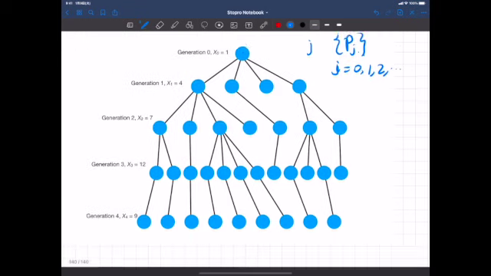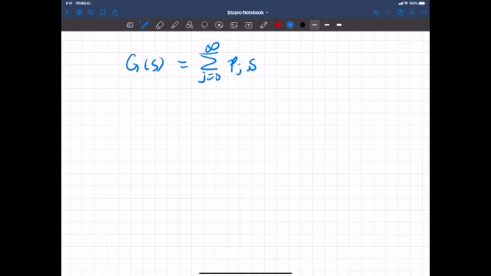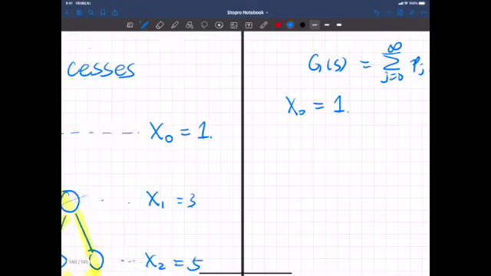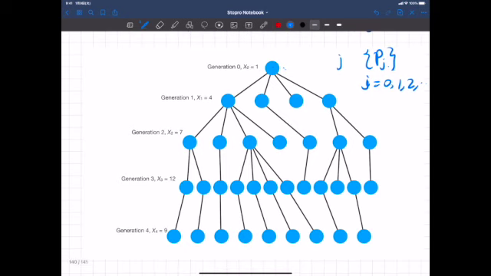So the probability generating function is defined to be g(s) equals the sum over j from 0 to infinity of pj times s to the power of j. And we assume x0 is 1. So we start from a single individual. Okay. Then in this figure, generation 1 has 4 individuals. So there are 4 offspring, which was produced with probability p4.